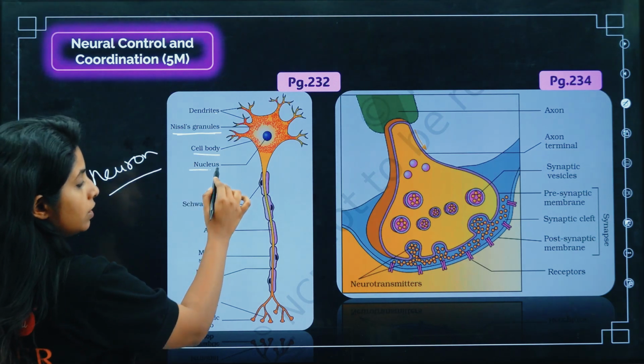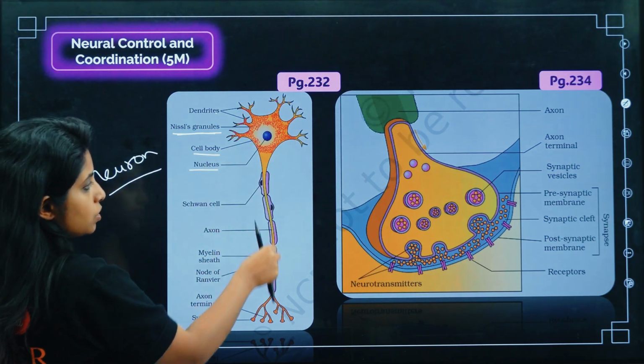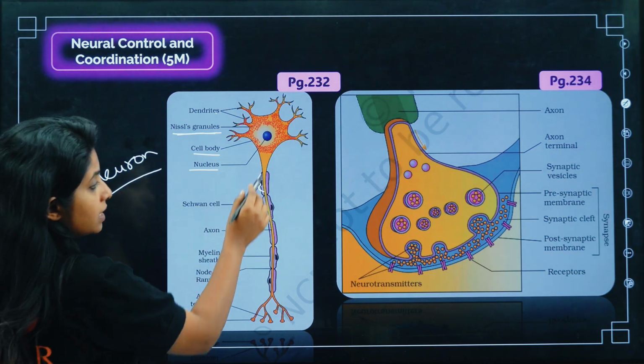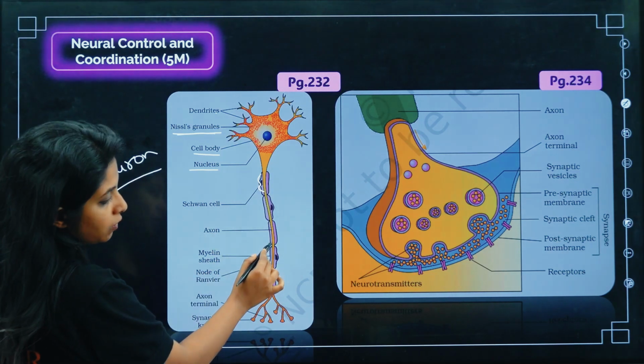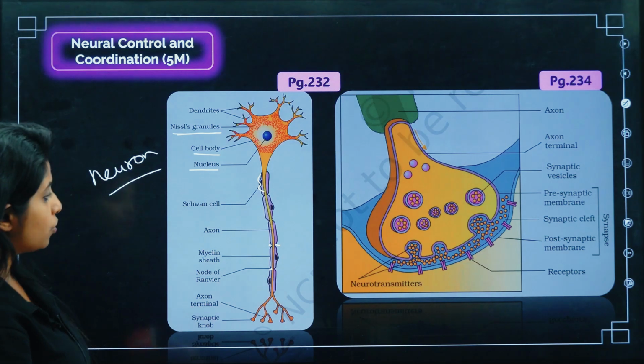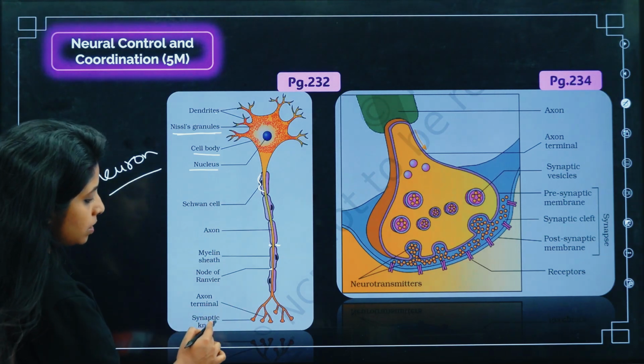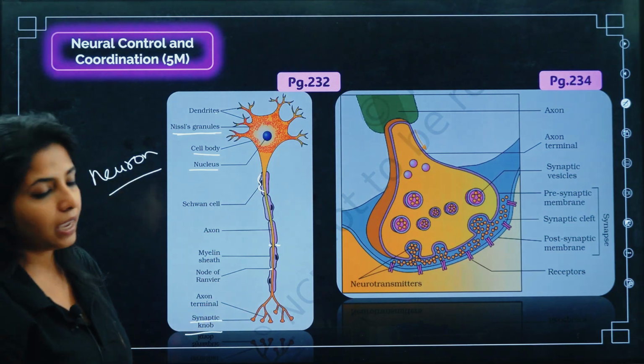You have cell body. In the cell body, you have the nucleus. Then there is a Schwann cell over here, my dear children. There is axon, and there is myelin sheath. There is nodes of Ranvier. The point where the myelin sheath is absent, you call it nodes of Ranvier. And then there are axon terminals and also a synaptic knob.